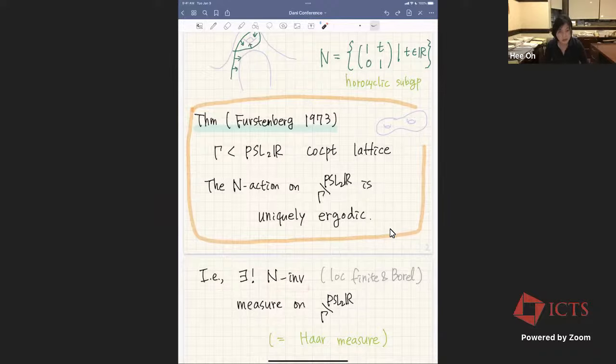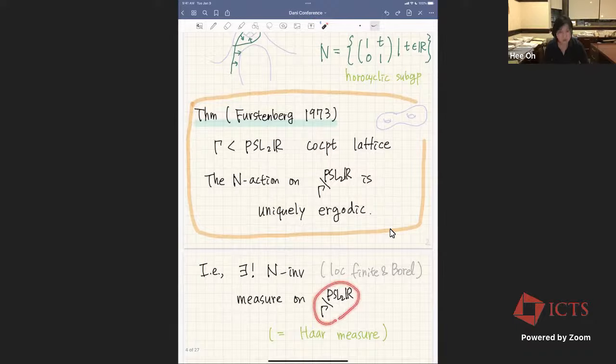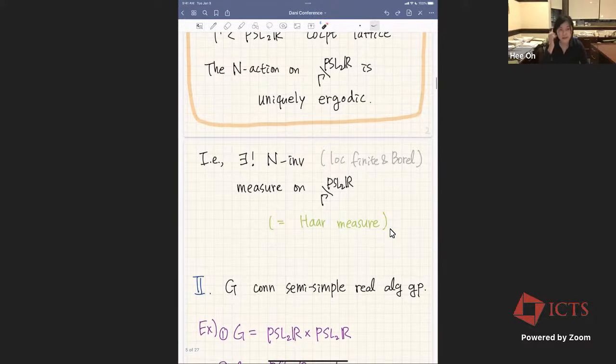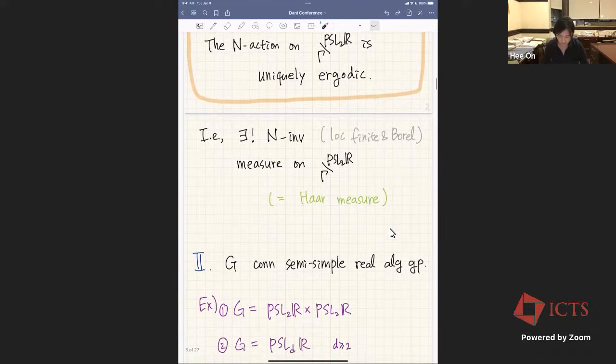So in other words, Furstenberg's unique ergodicity theorem says that the invariant measure on PSL2R mod gamma, which is also called Haar measure, is the unique invariant measure, of course, up to constant multiple. And again, all the uniqueness is assumed to be up to constant multiple in my lecture. So this is Furstenberg's unique ergodicity theorem for the horocyclic flow.